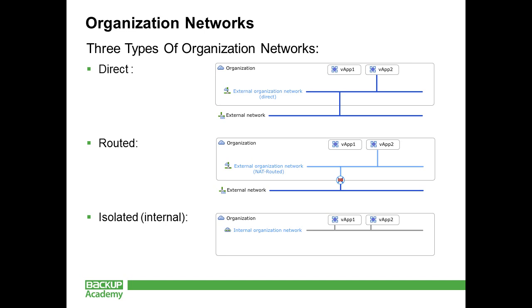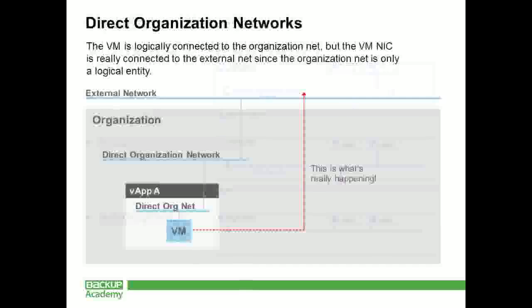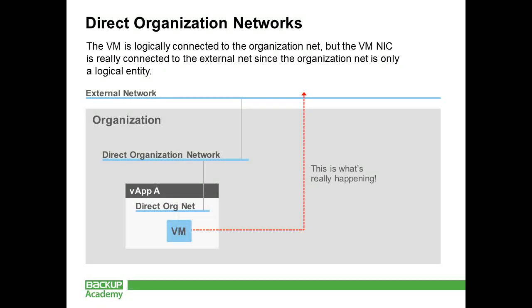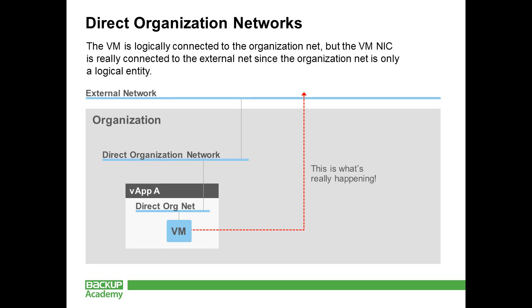and the bottom diagram shows you the isolated, so it has no external connectivity, but the vApps are allowed to communicate across that network. Now a direct organization network, which is a direct connection to the external network, you can see in this diagram that the VM is connected to the organization network via a direct connection, and that has a direct connection to the external network. Now you can see the orange line is actually showing you what's really happening. That VM just has a connection to the port group that's created for your external network.